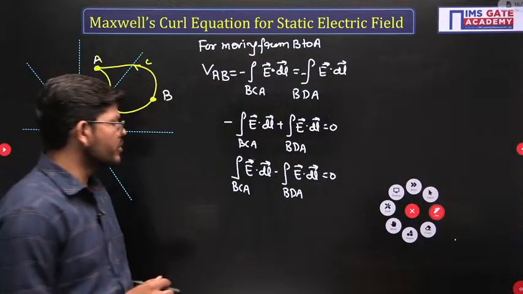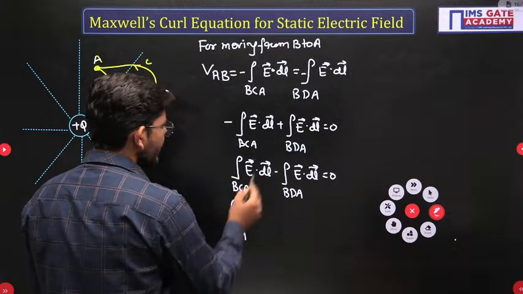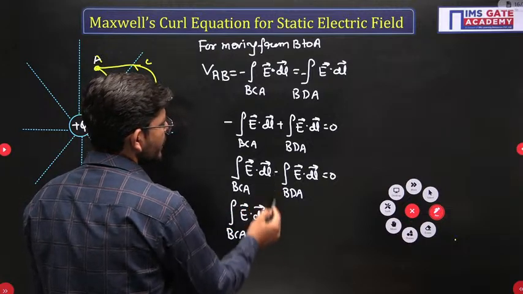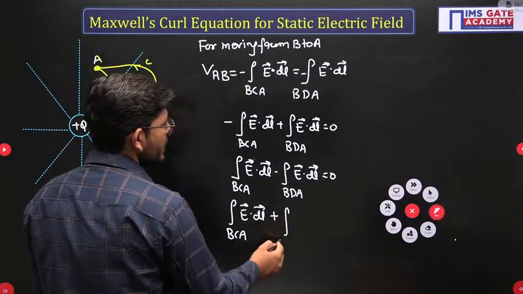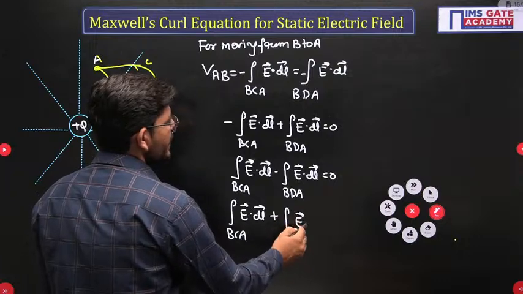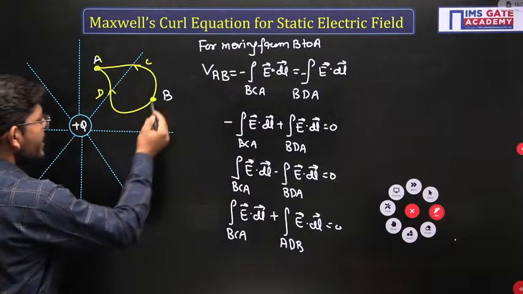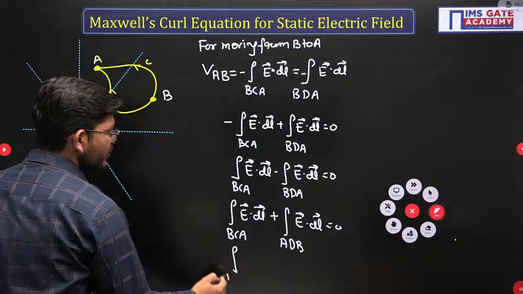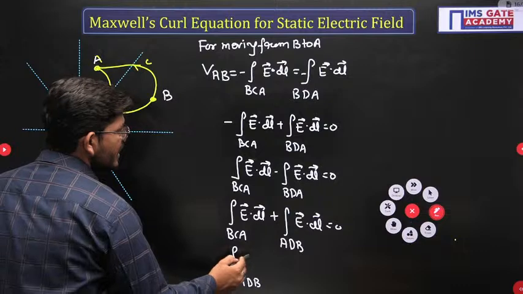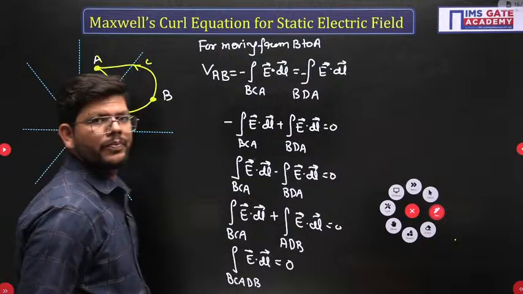Then we can change this BDA to ADB and that minus will become plus, isn't it? From integral calculus, you know that if I change this sign from minus to plus, the path will be changed. Instead of BDA, it will be ADB, E dot dl, that will be equal to 0. Just see, BCA, ADB, and the same thing we are integrating. So can we write it as BCA ADB? And E dot dl when evaluated under this path will give you 0, isn't it?